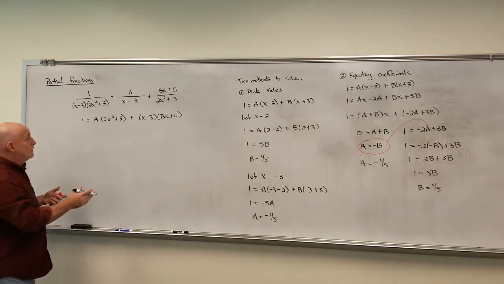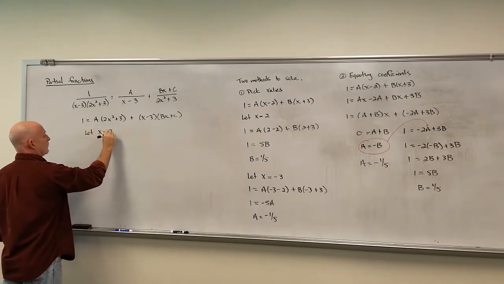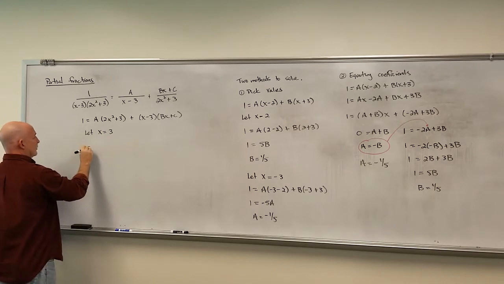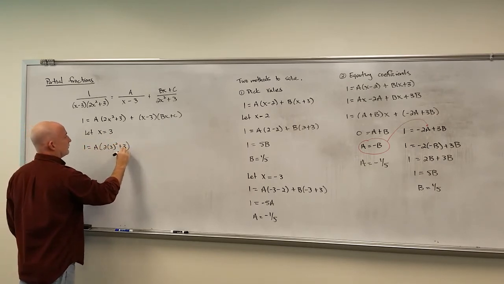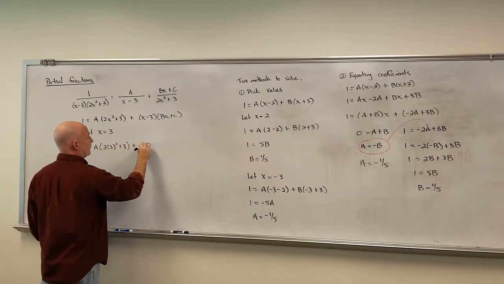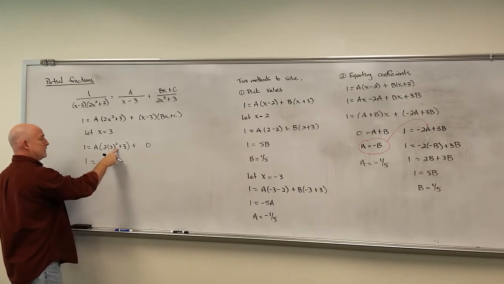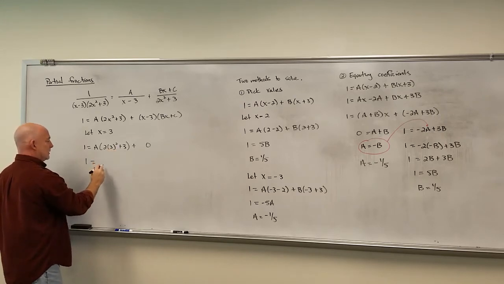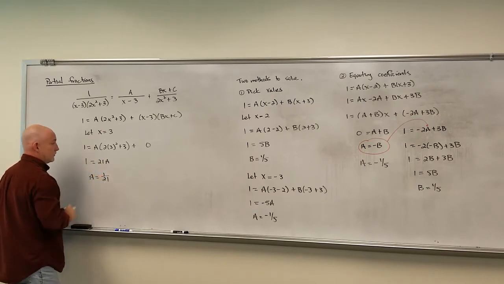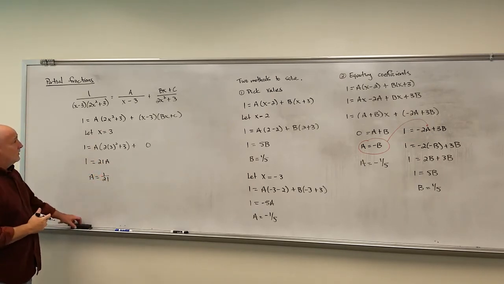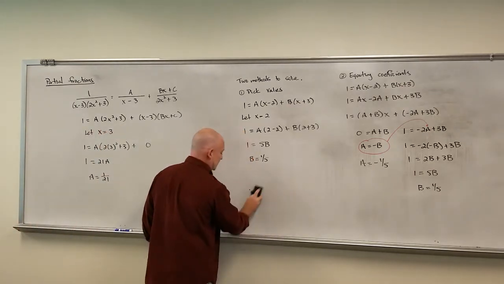Let's let x be equal to 3. If x is equal to 3, that'd be 2 times 3 squared plus 3 plus 0. So that would be what? 9 times 2 is 18, 21a. So a is 1/21. All right, pretty ugly, but there we go. Now, is that helpful? It'll be a little bit helpful in a minute when we have to try to solve a mess.